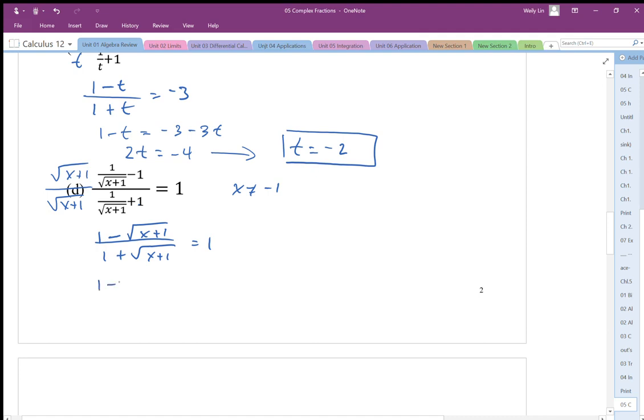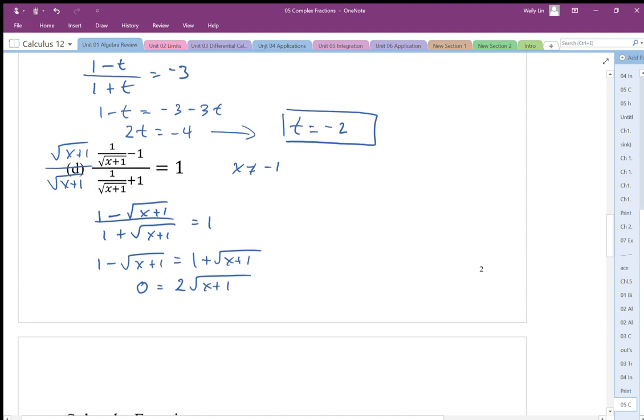I get 1 minus square root x plus 1 equals 1 plus square root x plus 1. So I get 0 on this side and 2 square root x plus 1. Well, this is in factored form. It's equal to 0. I know that x must be equal to -1. Oh, that contradicts my original statement. So this must be an extraneous root. Okay, so this is extraneous.